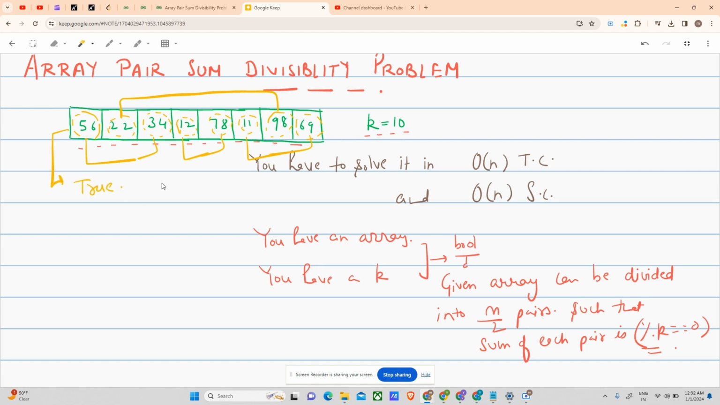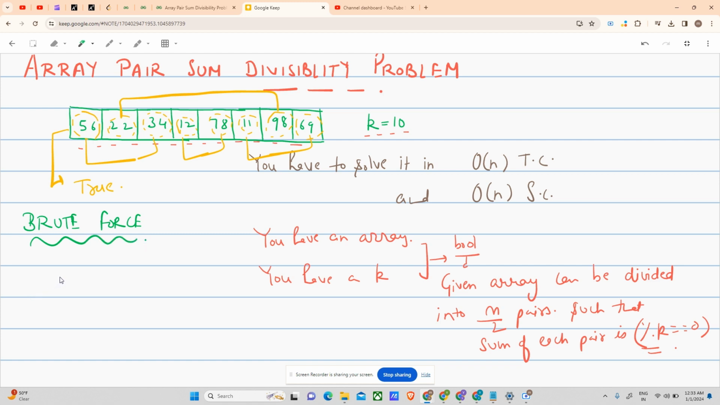So in this case we have to return true. Alright, I think the problem is clear to you. Now let's move on to how to solve it. To solve it, the brute force approach. What would be the brute force approach?